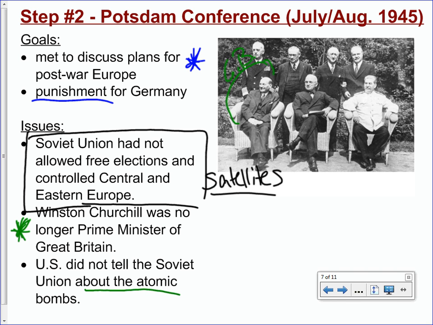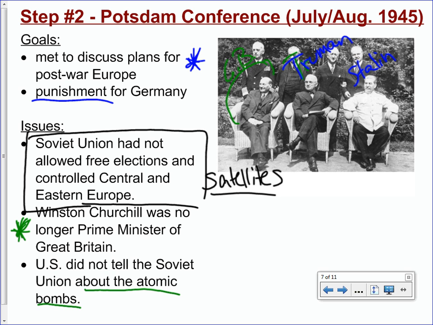And this is still a couple days before we drop the atomic bombs on Hiroshima and Nagasaki. The U.S. does not tell Stalin. Harry Truman, who's here, let's get a darker color, was FDR's vice president, but when FDR passes away, he becomes president. He knows about the bomb, and he knows about the discussions to drop the bombs on Hiroshima and Nagasaki, but he does not tell Stalin. He simply tells him that they have a weapon that's going to change the course of the war, and he leaves it at that.